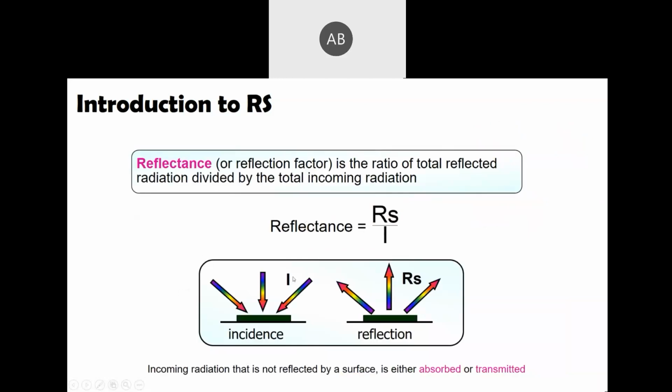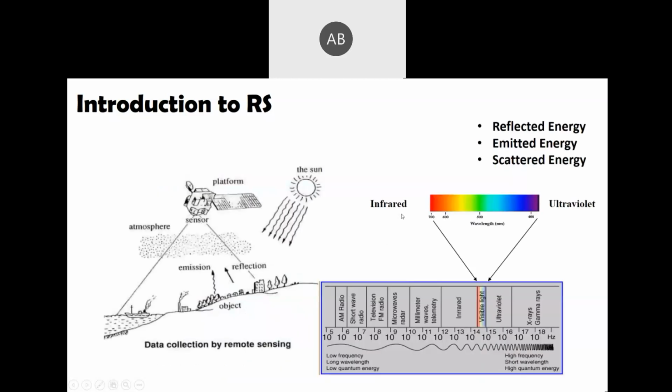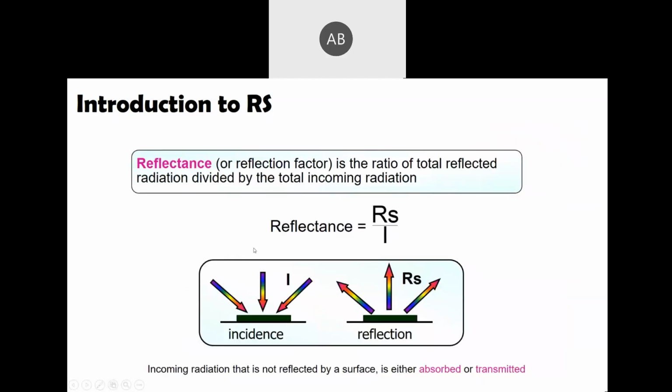So you see, this is incident energy, this is reflection, and then you divide RS by I, you get reflectance. Reflectance is important because depending on the property, this ratio will change: the property of the building, or of the trees, or of the water, or of the soil, whatever. That is why you always talk about reflectance in remote sensing. Okay?